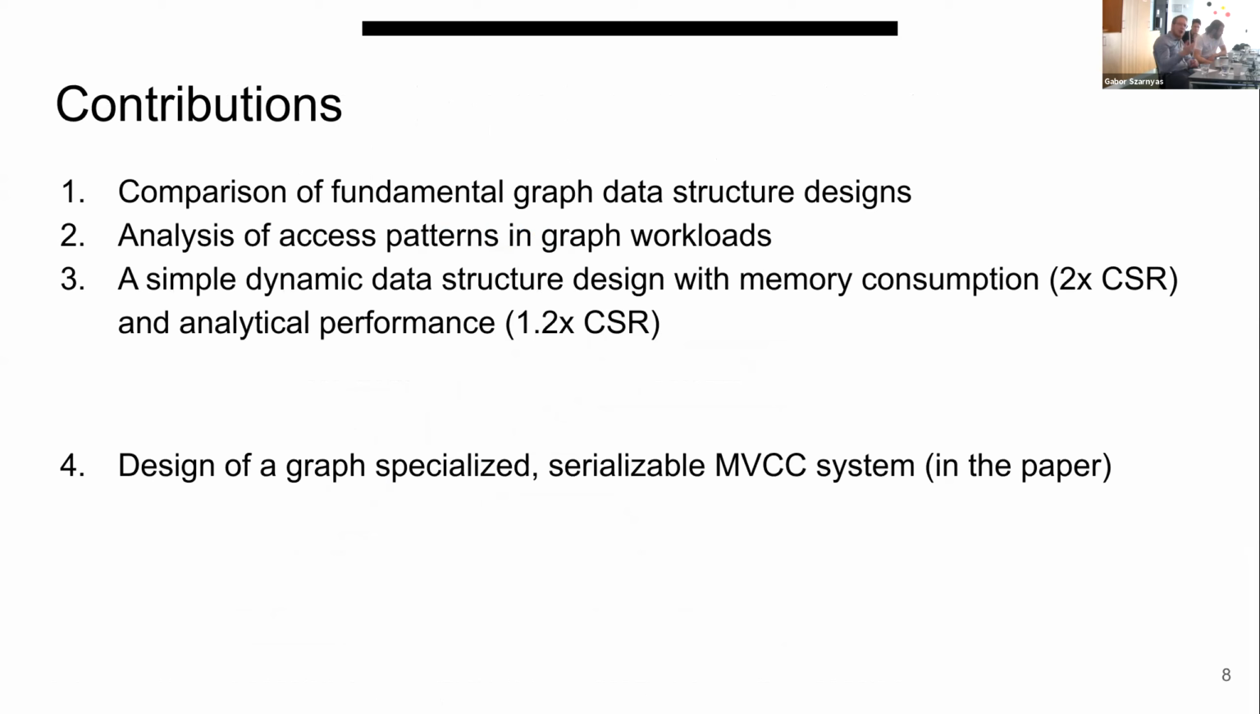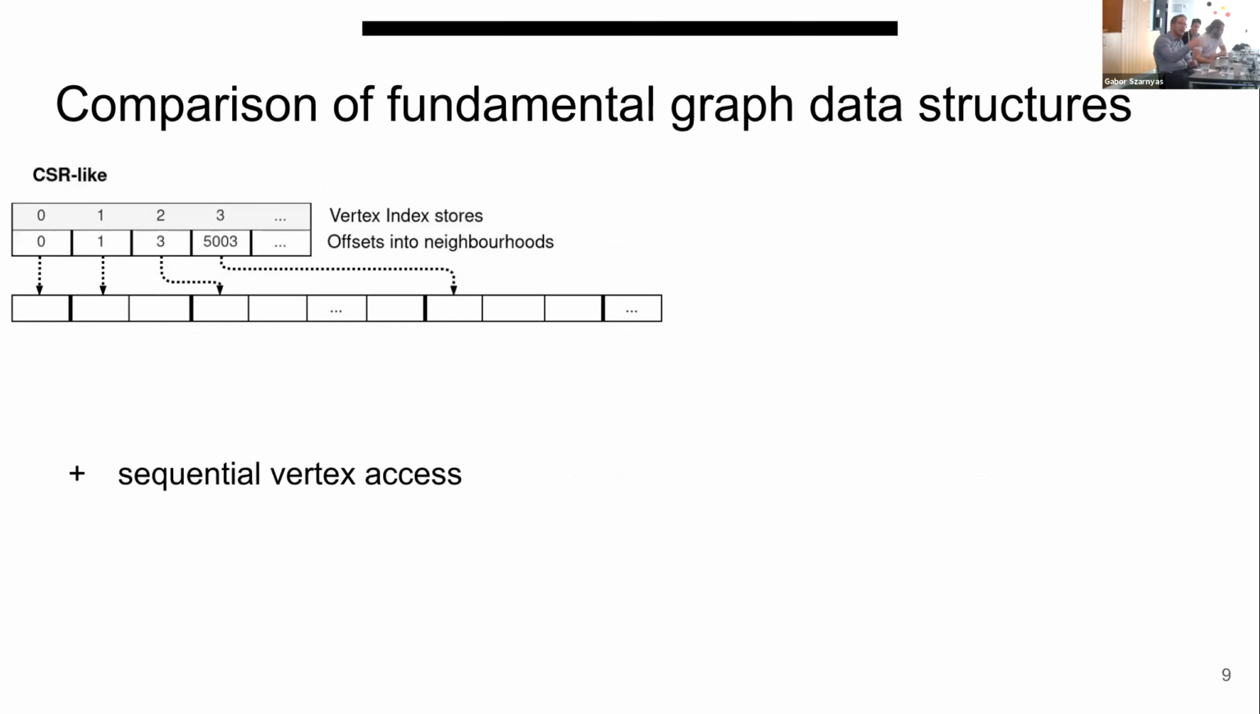So our contributions are the following. I will go through the first three in this talk: a comparison of fundamental graph data structure designs, an analysis of access patterns in graph workloads, and then, based on that, we propose a simple dynamic data structure that comes really close to the best static data structure for universal use, the CSR, in both memory consumption as well as analytical performance. We have a fourth contribution, the design of a graph-specialized serializable multi-version concurrency control system, but that's only in the paper. Okay, so with that, I start with a comparison of fundamental graph data structure designs.